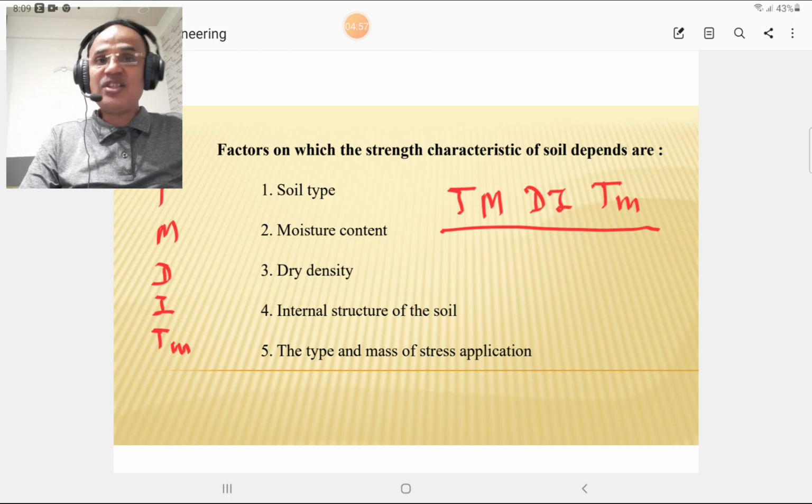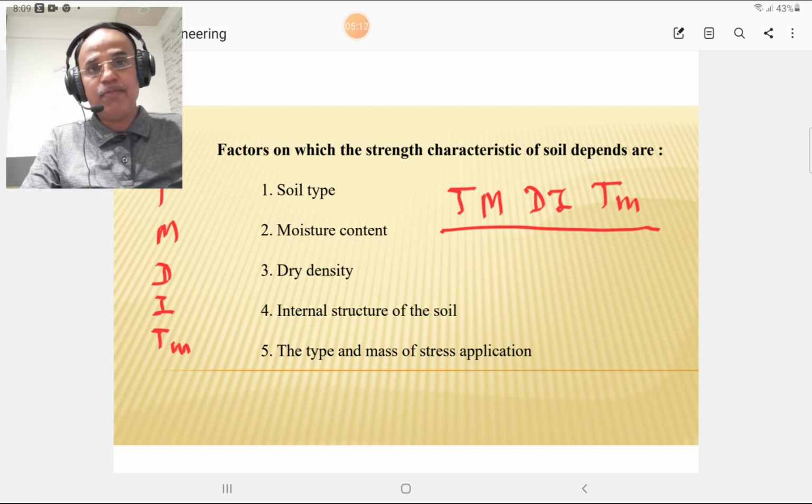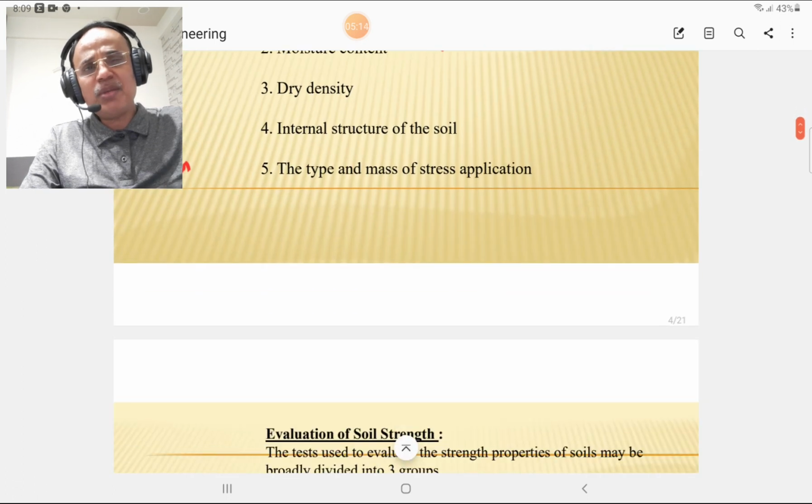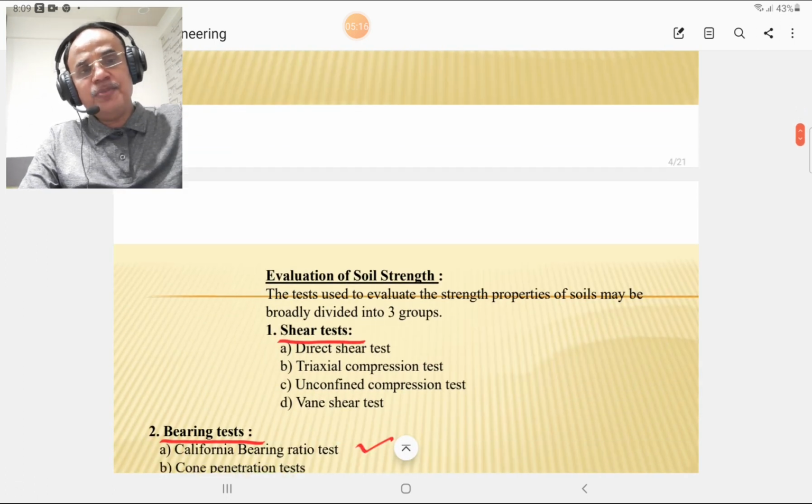And the type and mass of stress application is also important. These factors are remembered by one simple trick, TMDITM. T means type, M means moisture content, D means dry density, I means internal structure of soil, and TM means type and mass of stress application. So you must remember by some simple tricks.